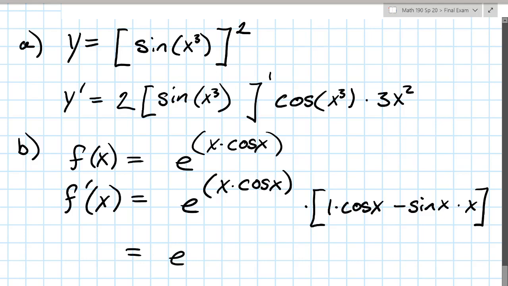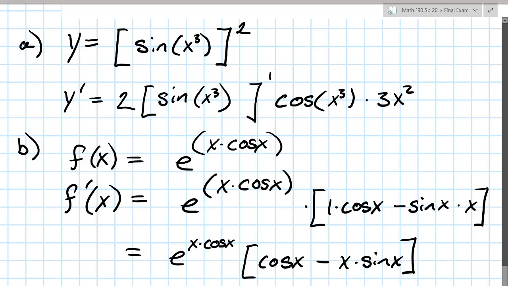The only thing that I would probably change in this problem is I would write, we don't need the 1, so I would just write cosine x, and then I would write my x in front of the sine of x function. That's it for these two.